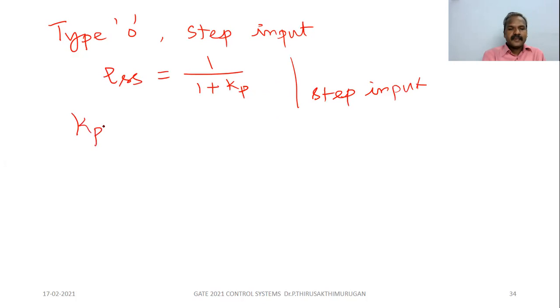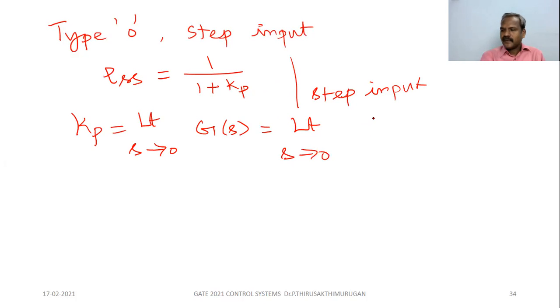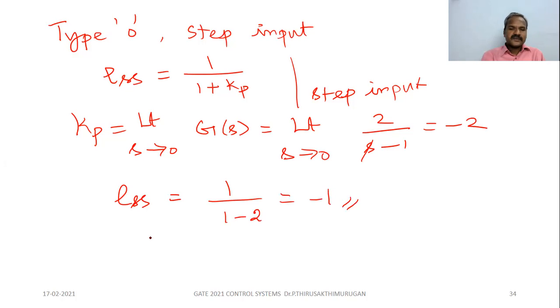So what is Kp? Kp equals the limit as s tends to 0 of G(s). So what is G(s)? It is 2 divided by s minus 1. So at s equal to 0 it becomes minus 2. So steady state error equals 1 by 1 minus 2, which equals minus 1. So which is the answer? My dear student friends, the answer equals minus 1.